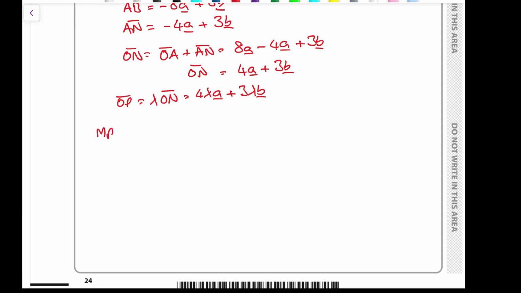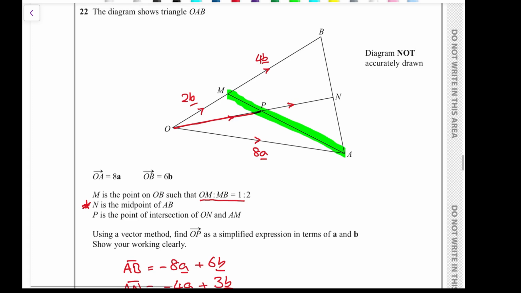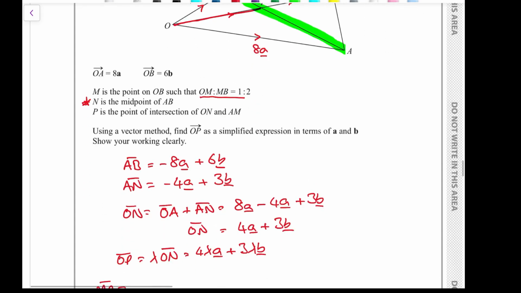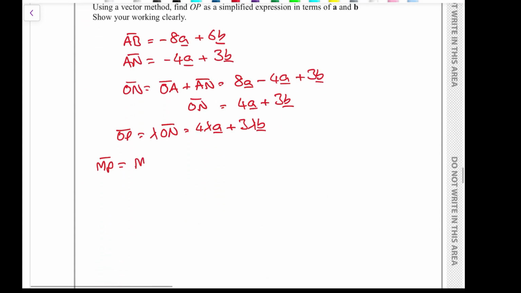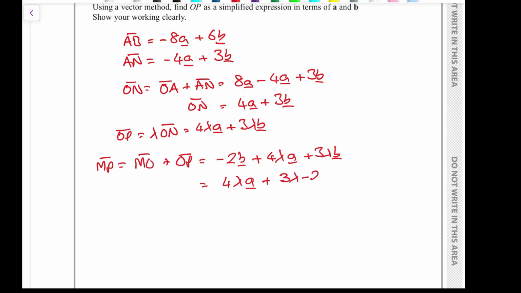So M to P, again, let's go up, and apologies because I'm going up and down a lot. M to P is going to be M to O plus O to P. I've got M to O, that's the opposite way of O to M, so that's going to be minus 2B, plus O to P, which is the thing I wrote above, which is going to be 4 lambda A plus 3 lambda B. I'm going to combine the coefficients here, so all the A's go together, so 4 lambda A, and all the B's go together, which is going to give me 3 lambda minus 2 lots of B.